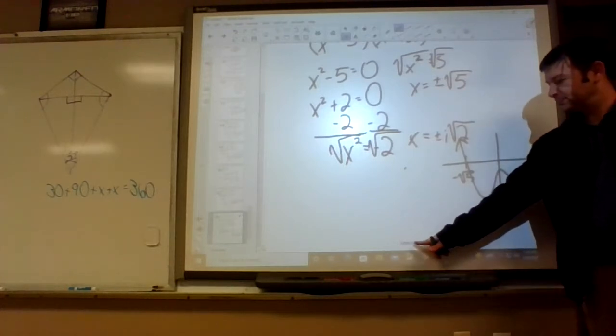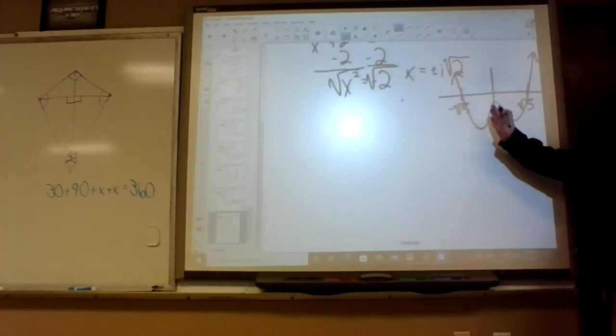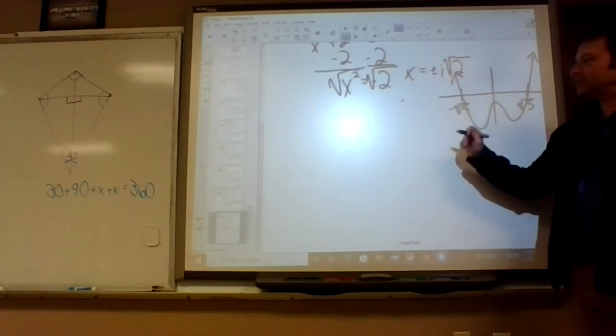Greater than... less than negative square root of 5.